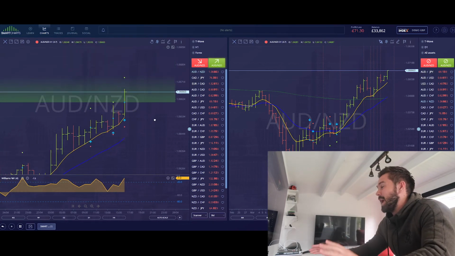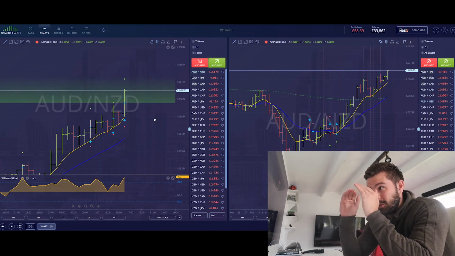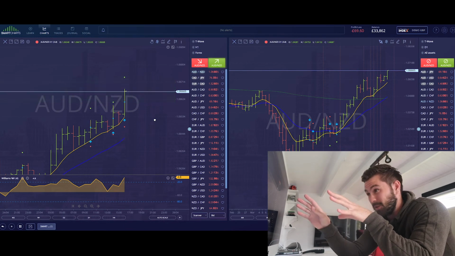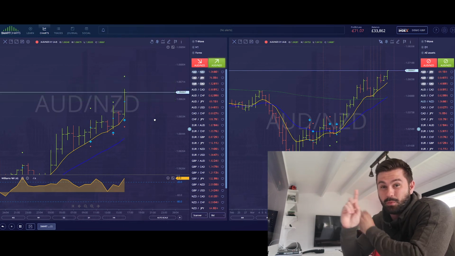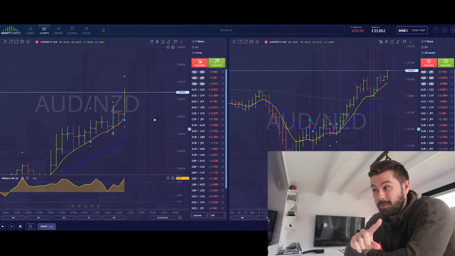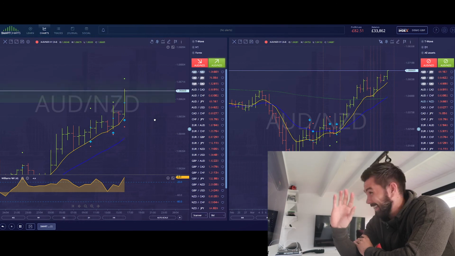So that is one way you can look at two time frames. You can look at the same currency in two different time frames, and that way you can really get a good idea of what's going on very quickly with just one click of a button. So if you are using Smart Charts, set your charts up like this because it makes life a whole lot easier.